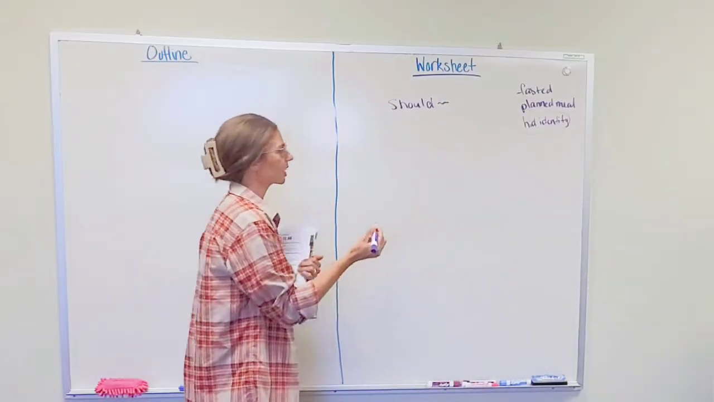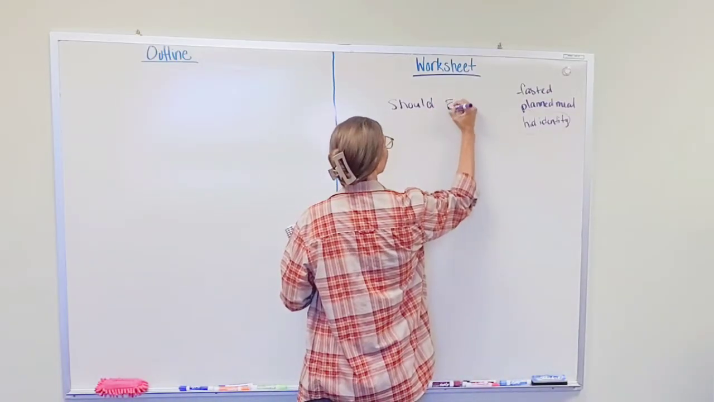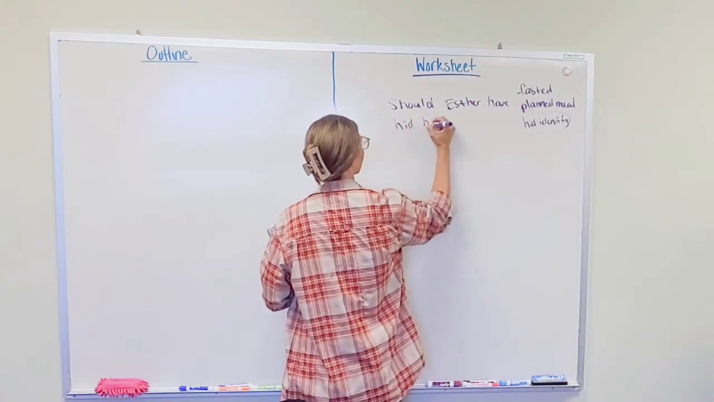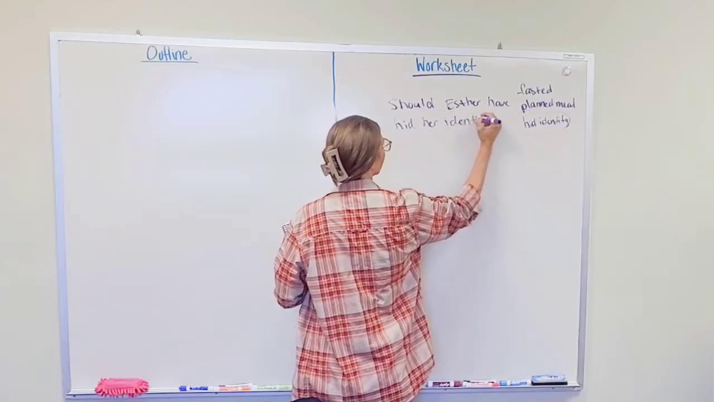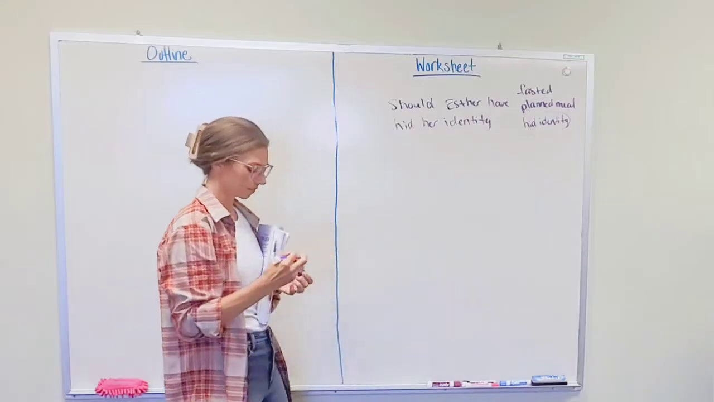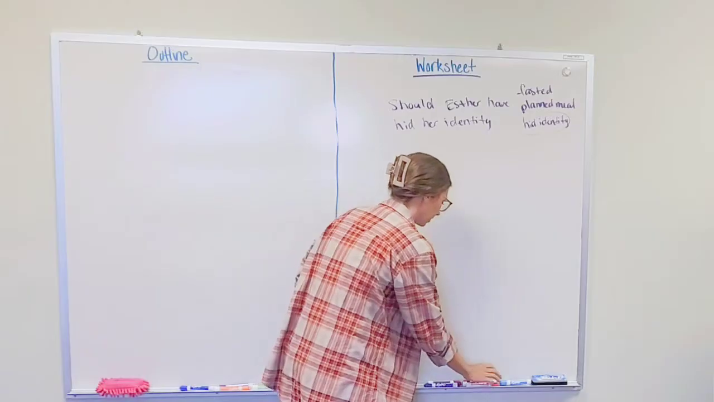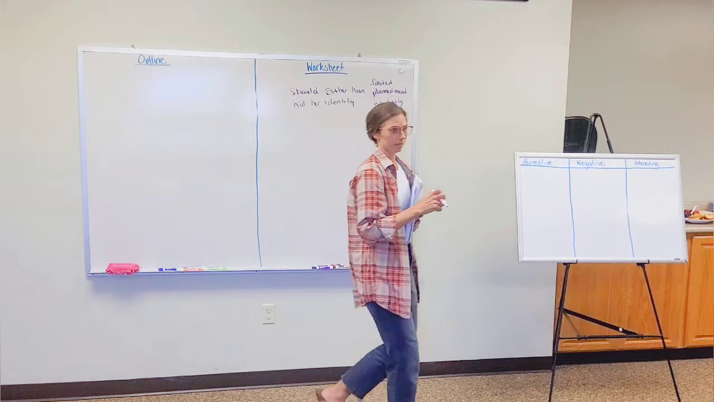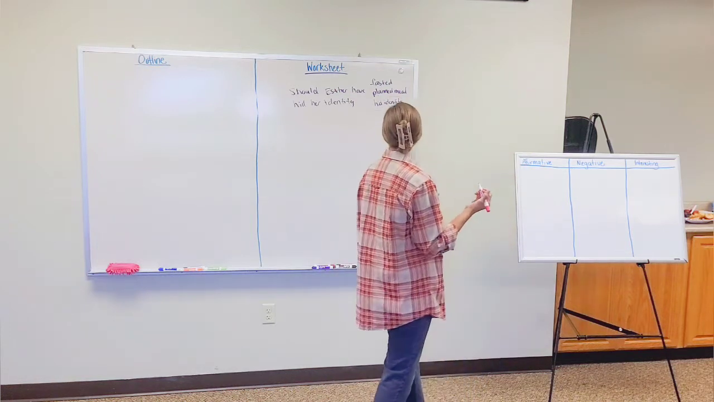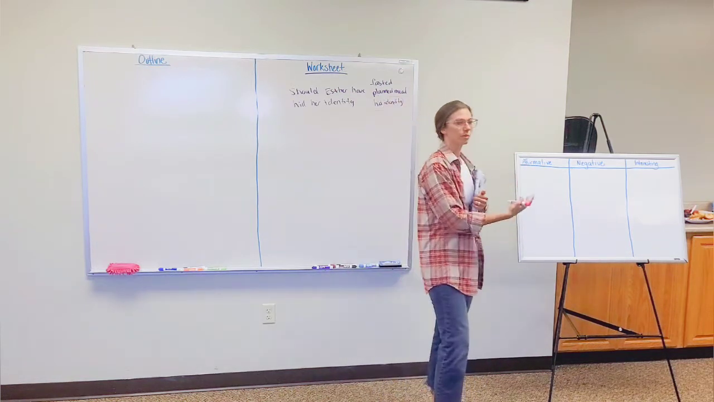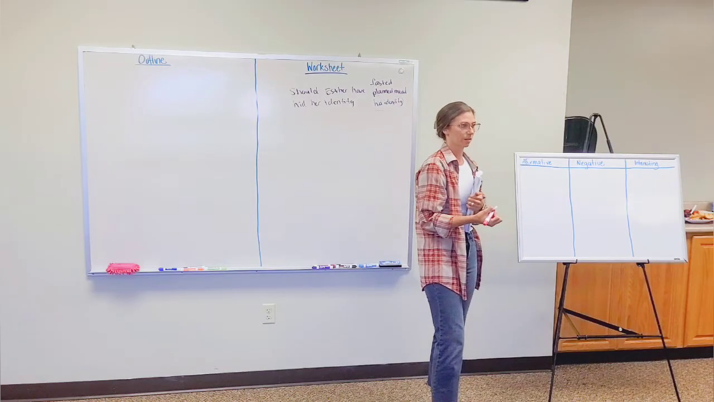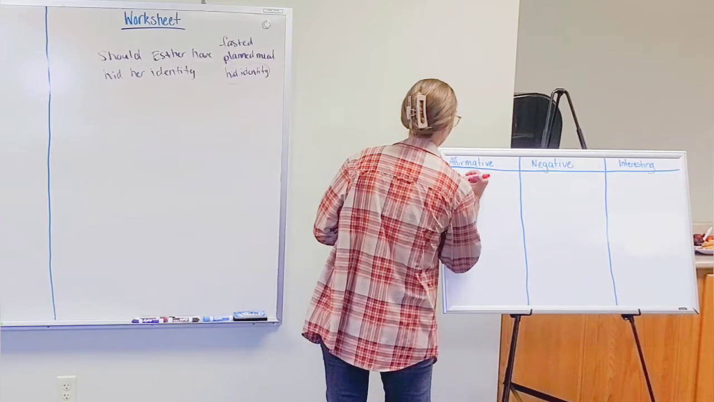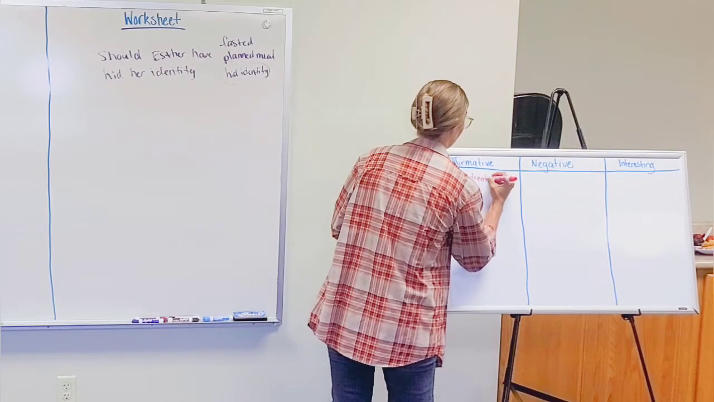So our should question is going to be, should Esther have hid her identity? Okay, then we're going to brainstorm in our Annie chart. Should Esther have hid her identity? What were the affirmative or positive reasons for her doing that? She got fair treatment in the women's house because they didn't know she was a Jew, so they didn't treat her like a Jew.